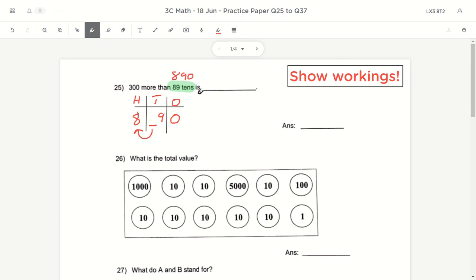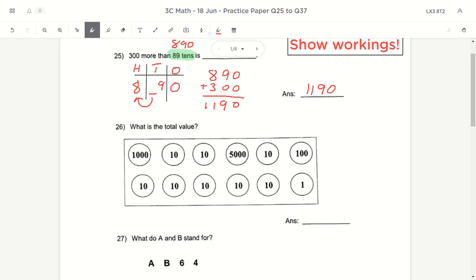300 more than this number, all you need to do is 890 plus 300. It's very simple. 0, 9, and 11 over here. So it's 1190. Okay, this is quite straightforward. The only difficult part is changing 89 tenths into 890.